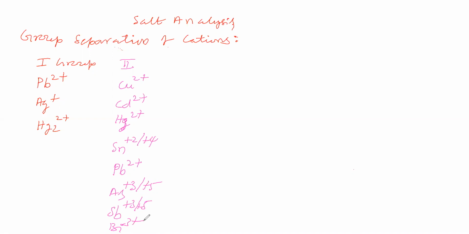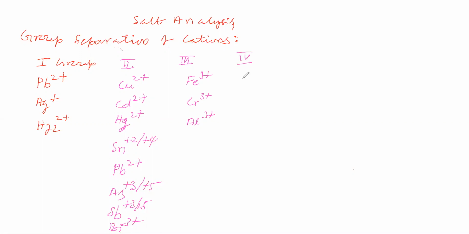Next we will see third group cations. In the third group cations, iron, chromium, aluminum. All have +3 oxidation state, and the group number is also 3. In the second group, we cannot say all are +2; arsenic, antimony, bismuth have +3. Next we will take group 4.